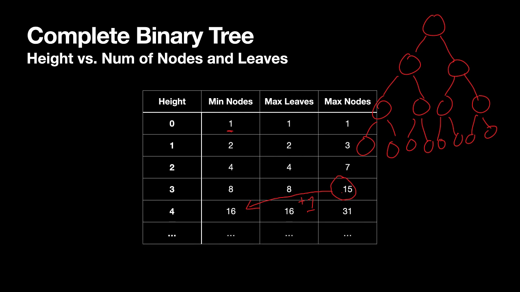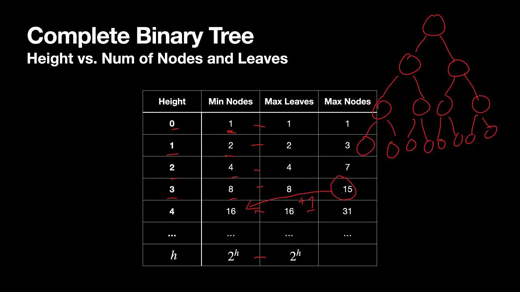Let's think about how this is going to play out when we get to layer h. We'll think about h as being a generic variable that represents the height of our tree. And if you notice, there's a pattern here. When h is 0, our minimum number of nodes is 1. When h is 1, it's 2. When h is 2, the min nodes is 4. When h is 3, the min nodes is 8. So you've probably already guessed that this is increasing powers of 2. So we could represent the min nodes as 2 to the h. And you may have also noticed that the minimum nodes and the maximum leaves are also the same value.